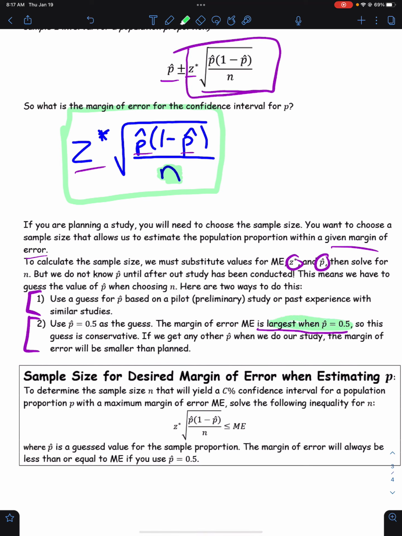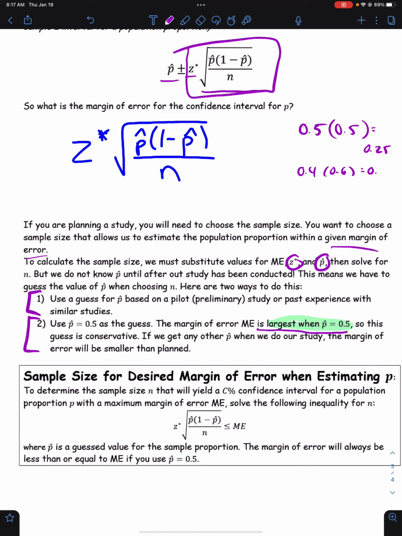And I know there would be a question: wait, why is the margin of error largest when it's 0.5? So just think about some numbers. If I do 0.5 times 0.5, that would be 0.25. But let's see how it changes as our p hat gets smaller. So let's do 0.4 times 0.6. You can see that's getting a little bit smaller, so our margin of error is going to be a little bit smaller. And if we keep going, the margin of error is going to be getting smaller and smaller. So if we have no idea what the p hat could be, we want to be as conservative as possible, so we want to use p hat as 0.5.